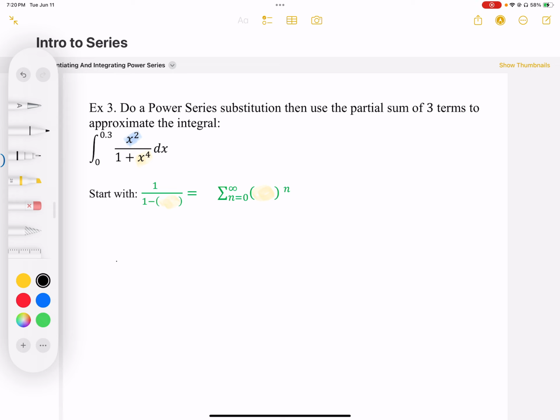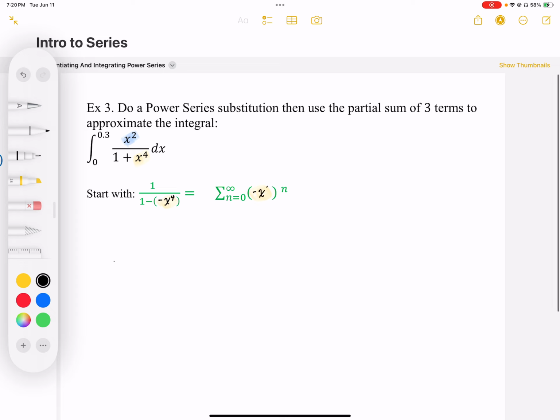So we have embedded inside the 1 over 1 minus x, we have that x to the power 4 and it's positive, so we need to replace that with a negative x to the power 4. Okay, so that's our basic power series. So in our power series of x to the power n, we're going to replace the x with a negative x to the power 4. There's also the numerator part, so we're going to put x squared in the numerator, and since that is not part of the original power series, we're just going to put that on the outside to start. So there we've done the substitution.